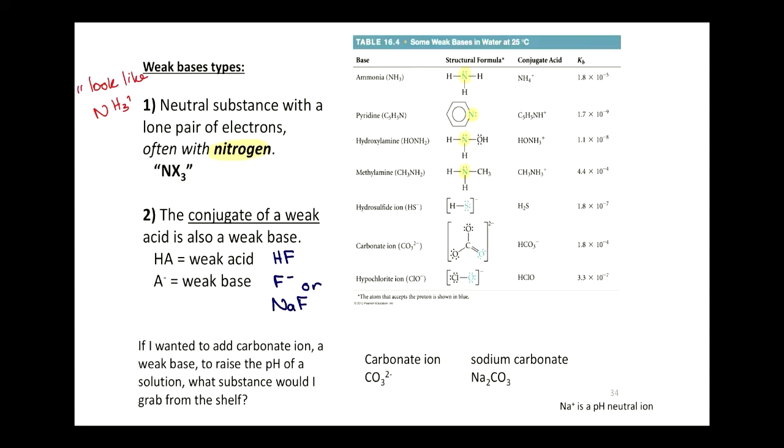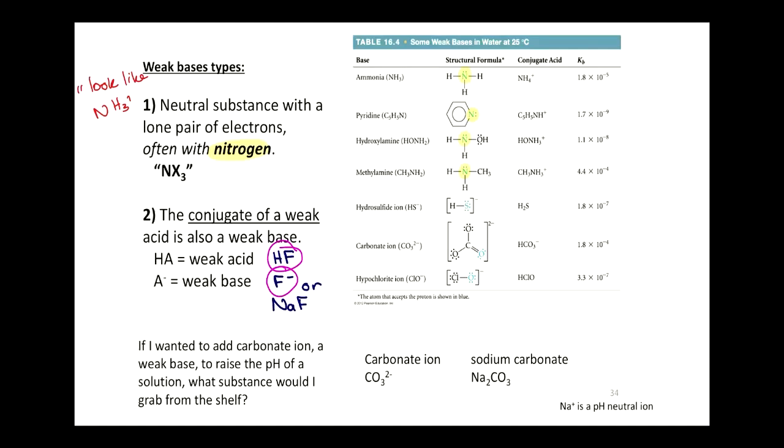I'll note here that you can go to the store and buy HF in a bottle. But if you want to buy its conjugate base, F minus, you can't just buy F minus at a store. The reason is because F minus is an anion. You can't just buy the anion part. They always come in a cation-anion pair. You can't just get one of them.